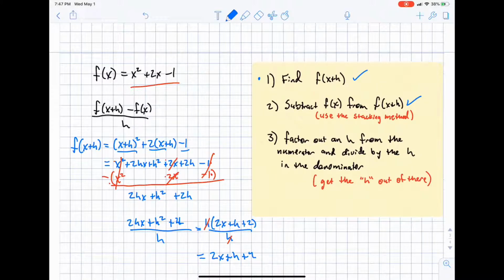So, what did I find? Well, I found the slope of this function here. And so if I want to find the slope at any point along that parabola, I can just plug in the x value and put a 0 in for h, and I can find the slope anywhere along that parabola.